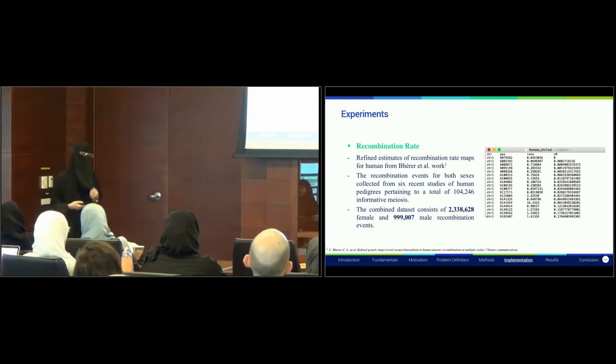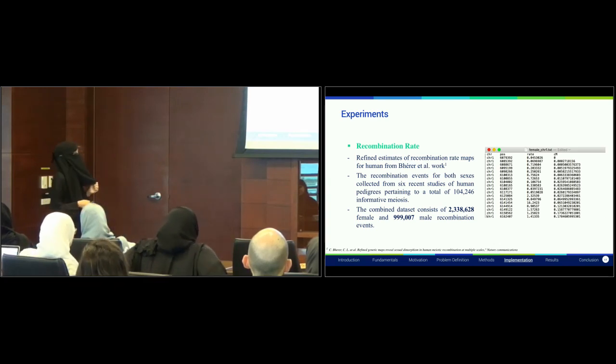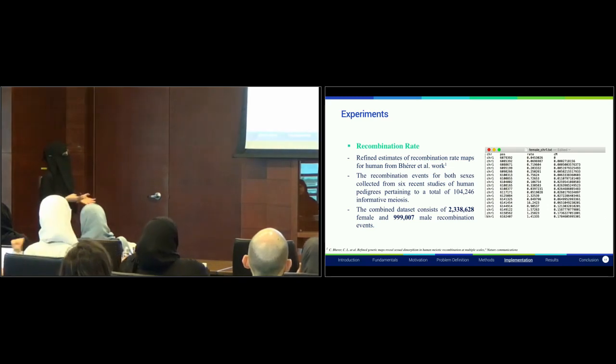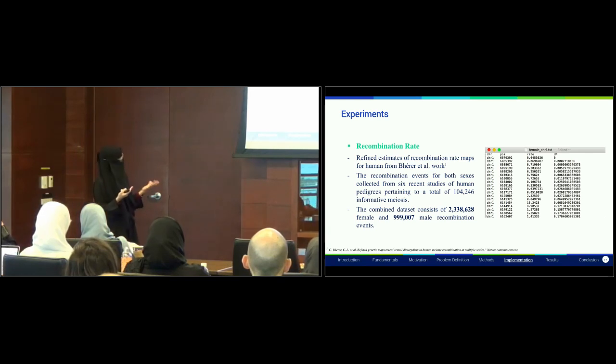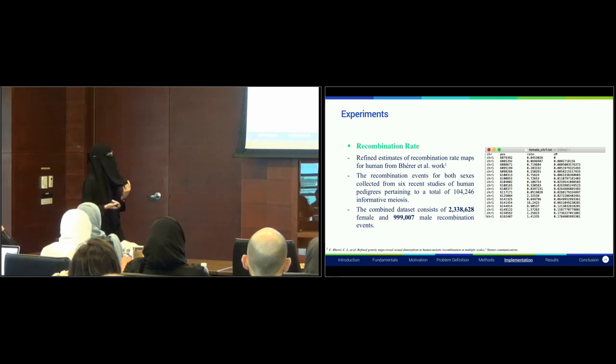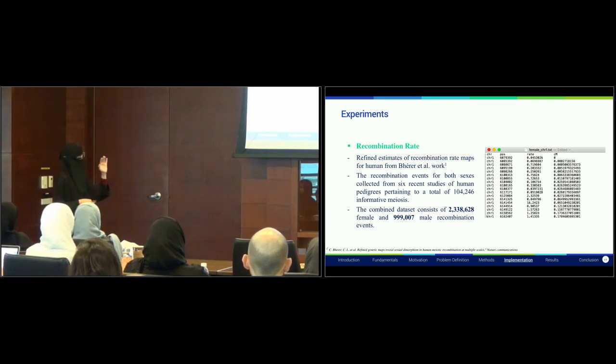We used the recombination rate maps from one of the recent and interesting works published in Nature. They have recombination events for both sexes collected from 6 recent human pedigree files, with a total of almost 1,000 informative meioses. They also combined the data set with others consisting of two million female meioses and almost 1 million for male recombination. So we get all this information. We have 23 chromosomes for female and for male, with a list of positions and the distance in centimorgan.